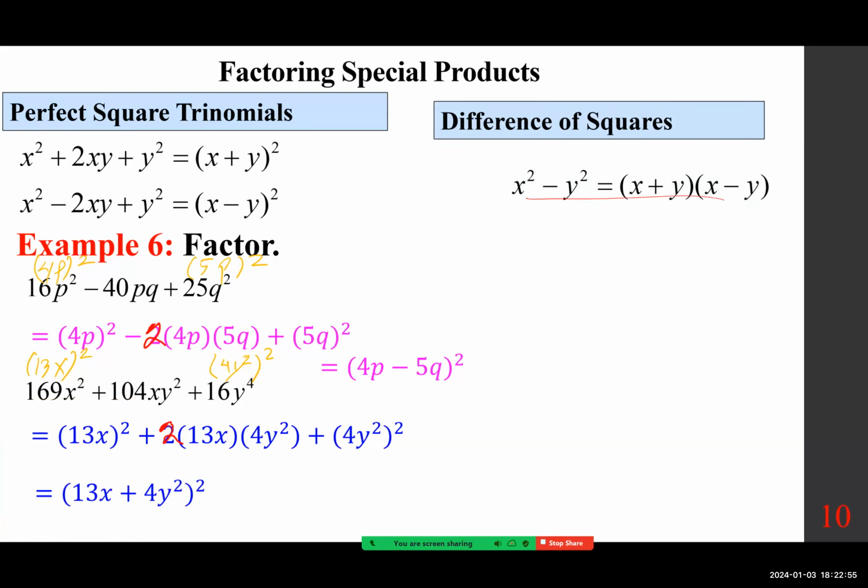Difference of squares, x plus y times x minus y. And so this one is 2m quantity squared minus 3 squared, and it's this format. So 2m plus 3, 2m minus 3 in any order is your final answer. As always, you can check them by multiplication.